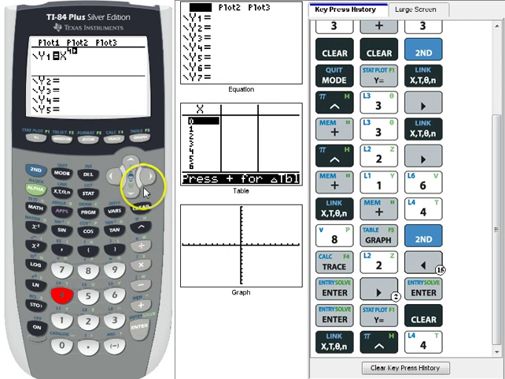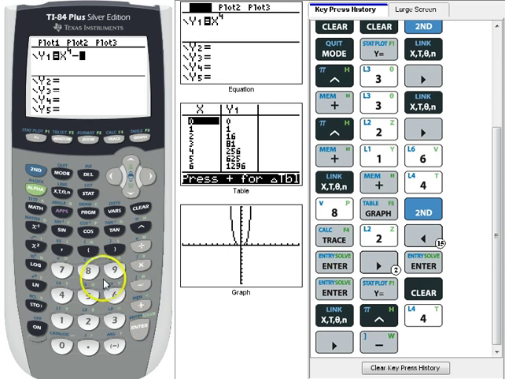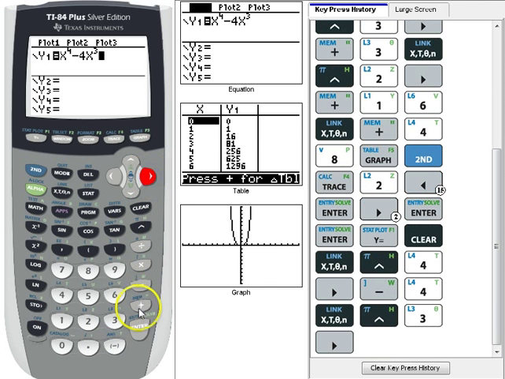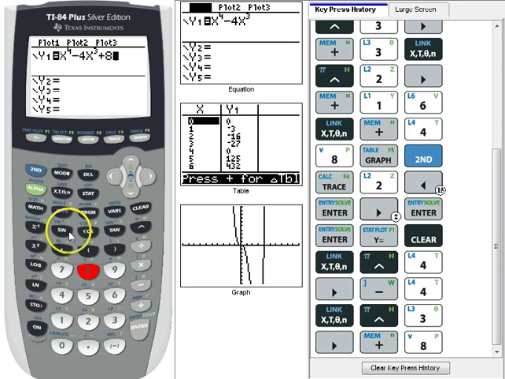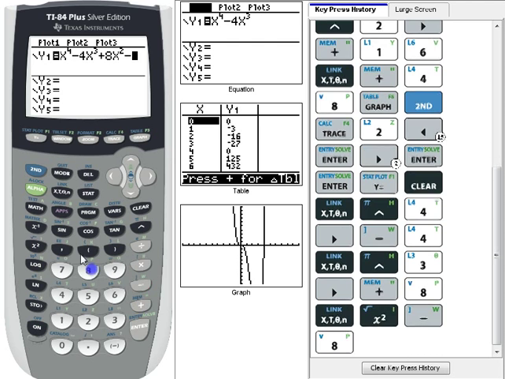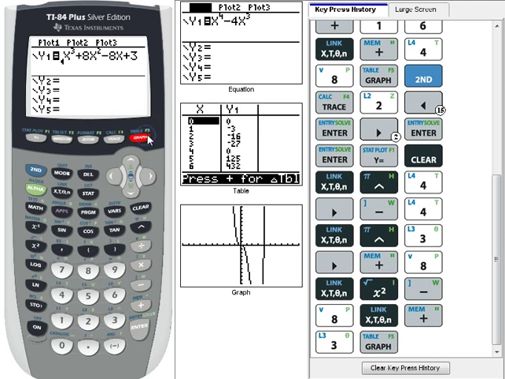x to the 4th minus 4x cubed, and then plus 8x squared minus 8x, and then plus 3. And then go ahead and graph it.